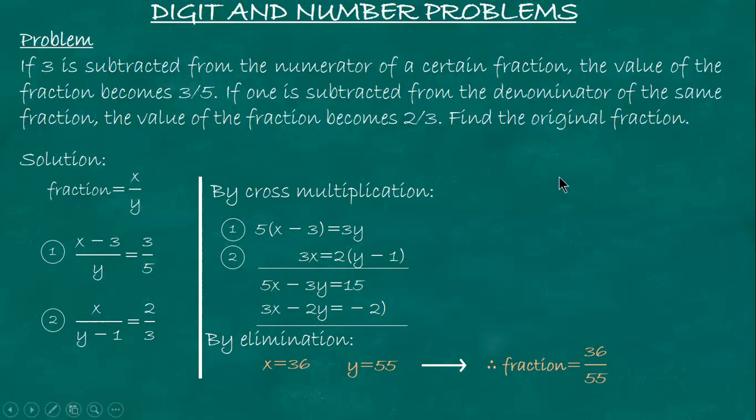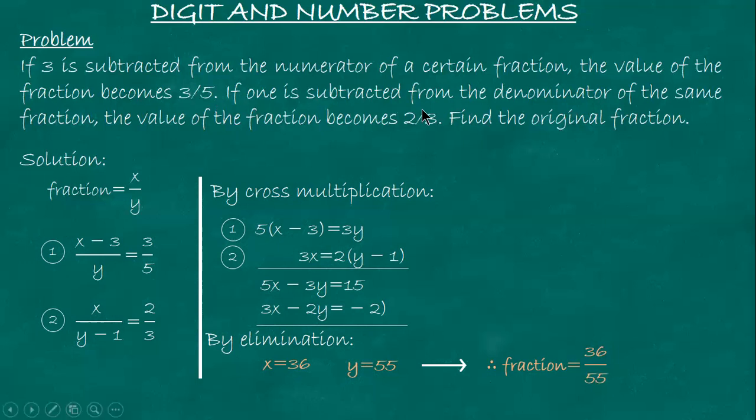Check na to ha, kung sakto ba. If 3 is subtracted from the numerator, ang value becomes 3/5. So, 36 minus 3, 33. Kailangan ng 33 over 55. Makancel mo ng 11 na. So, ang resulta, 3/5. Diba?